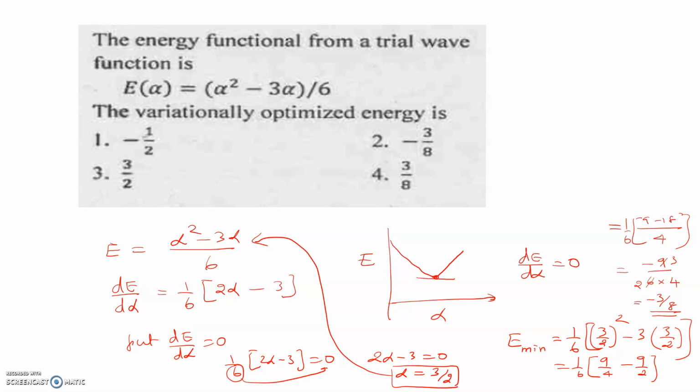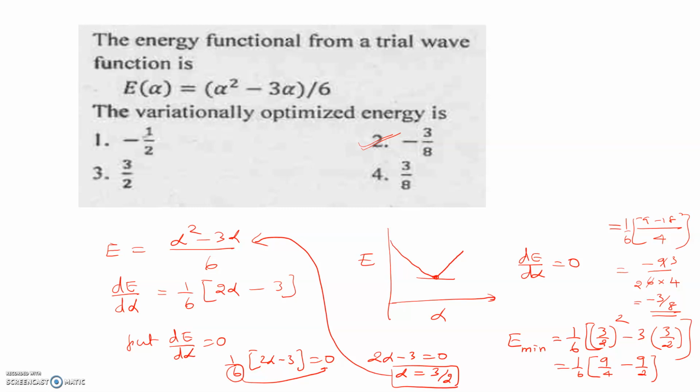So the correct option is option 2. Minus 3 by 8 is the answer, right? So if energy is given in terms of a variational parameter, what you have to do? You have to minimize the energy. How to do minimization? Differentiate energy with respect to the variational parameter and put that value equal to 0. You will get a value for alpha where the system's energy is minimum. Resubstitute that alpha in the energy expression, you will get the answer.